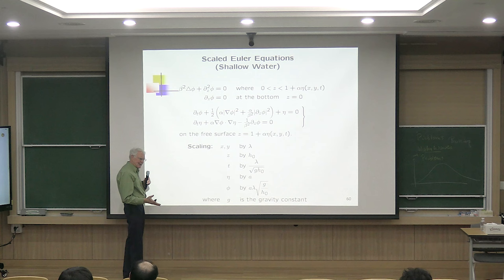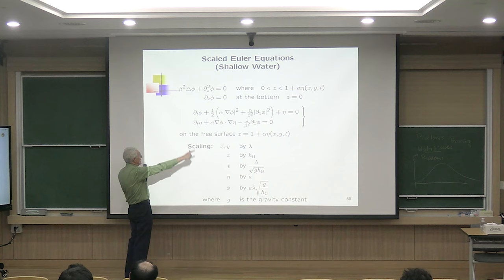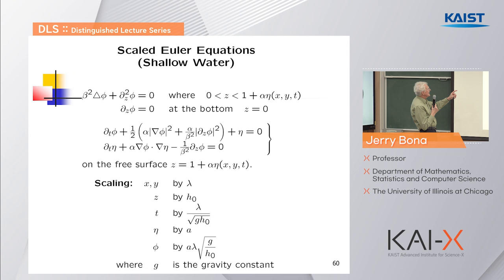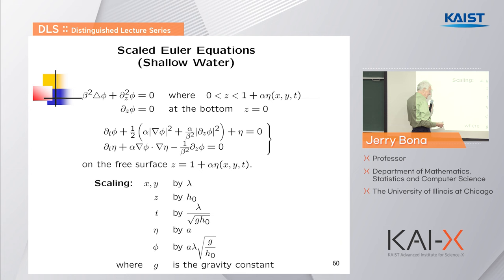As a consequence, the top line there is Laplace's equation, but because of the different scaling in x, y, and z, there's a beta squared that comes out in front of the Laplacian. The Laplacian is a two-dimensional Laplacian. Okay, at the bottom is, okay, so what are the variables here?